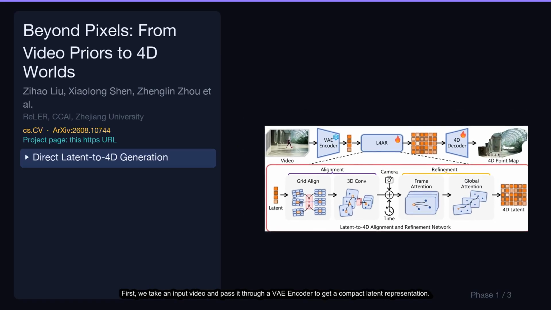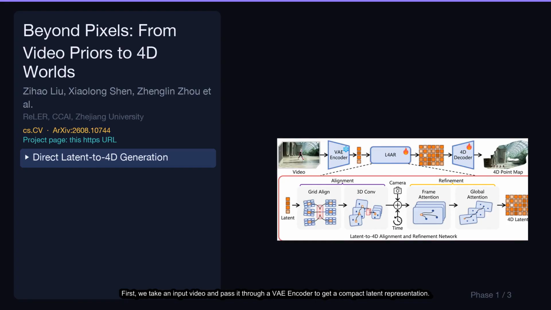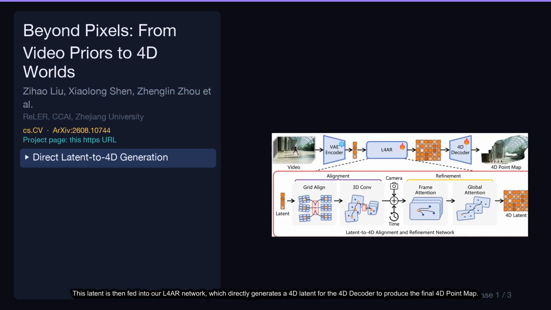First, we take an input video and pass it through a VE encoder to get a compact latent representation. This latent is then fed into our L4AR network, which directly generates a 4D latent for the 4D decoder to produce the final 4D point map.